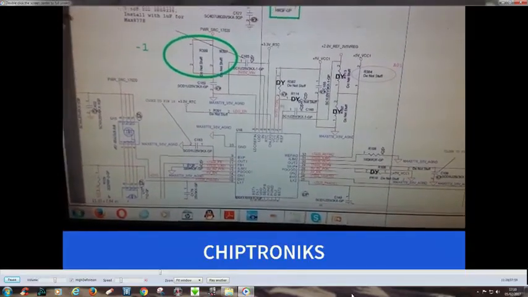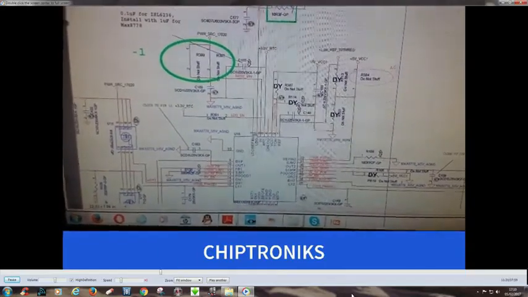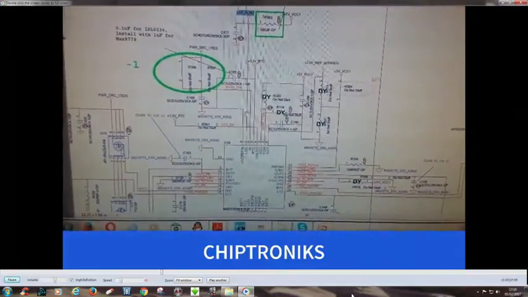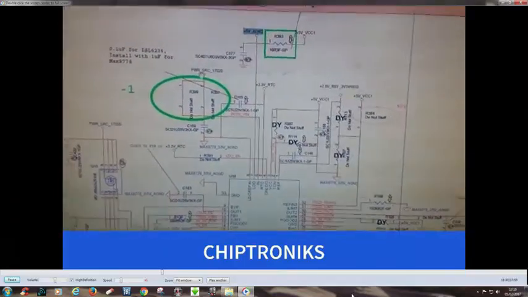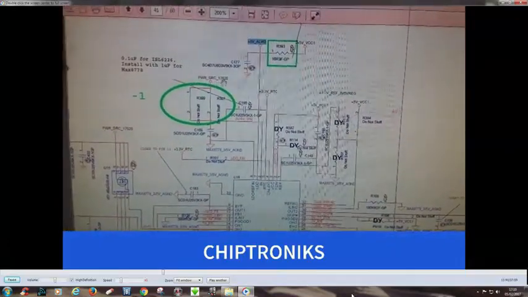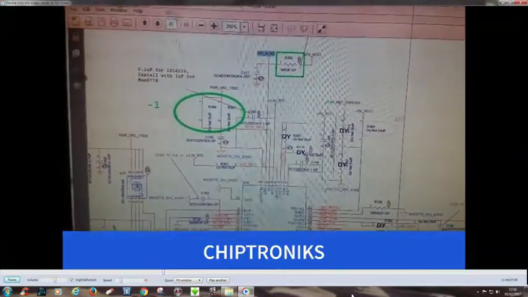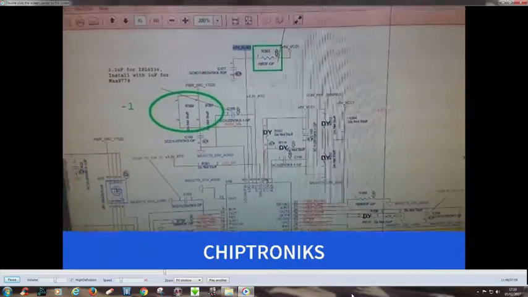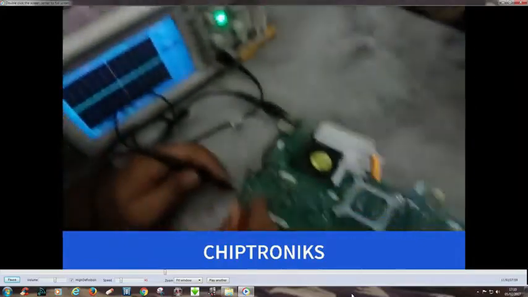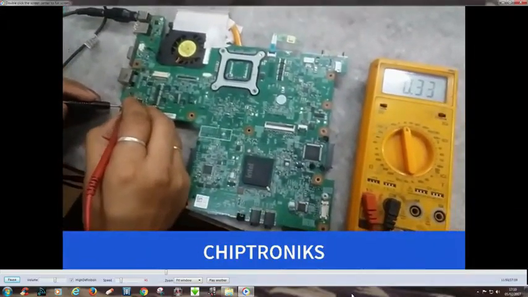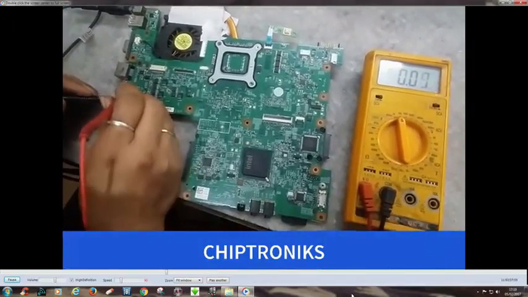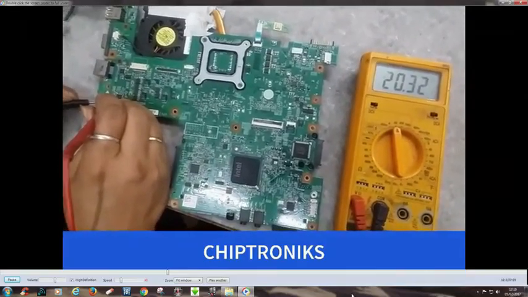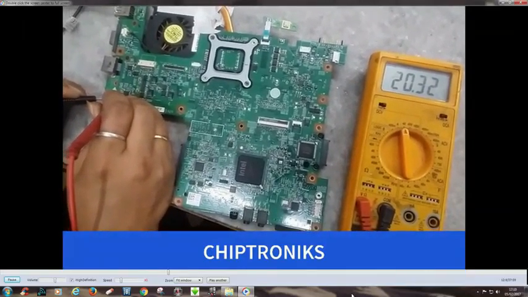So we can check the voltage at pin number 3 and pin number 6, whether the voltages are coming or not. And you can see at pin number 6, this is fed by PWR_SRC 17020. So let's find out what is the voltage value at pin number 6 and pin number 3. Always check voltage at related components, and if you want to check voltage, you have to do it very cautiously.